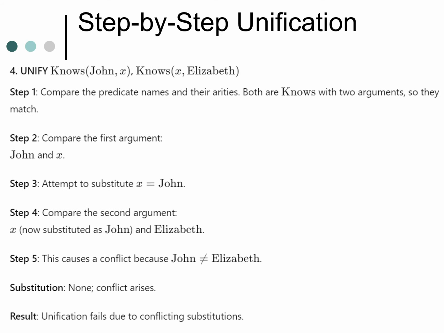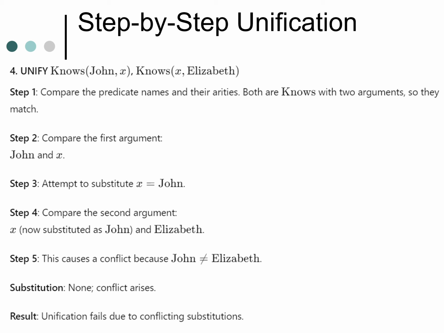The last statement in this unification example is unifying knows(John, X) and knows(X, Elizabeth). As we know, the predicate names are same, and knows has two arguments. As the two expressions have two arguments, they match. We can move to the next step by comparing the first argument, John and X. So we can substitute X is equal to John. Then we can compare the second arguments. Now X is equal to Elizabeth. Since we already assigned X is equal to John, we can't assign X is equal to Elizabeth. We have a conflict over there.